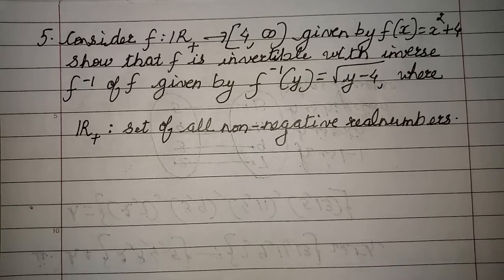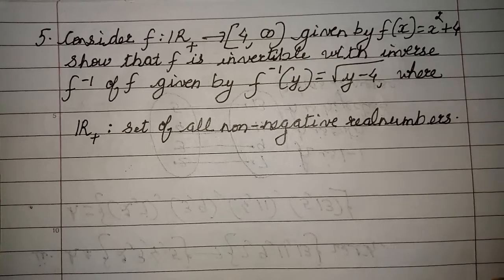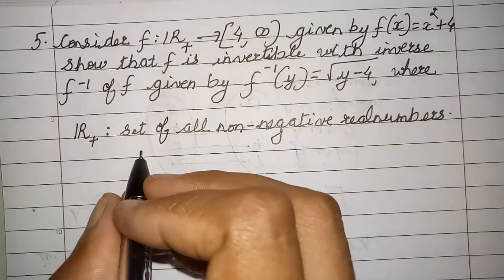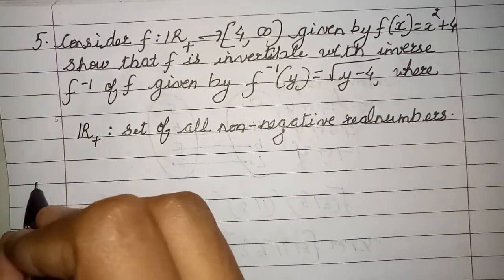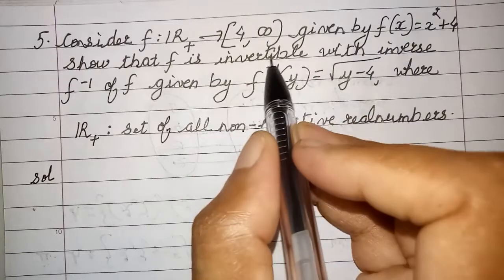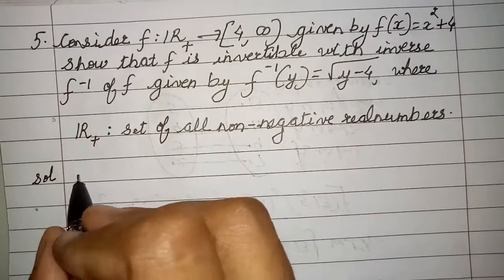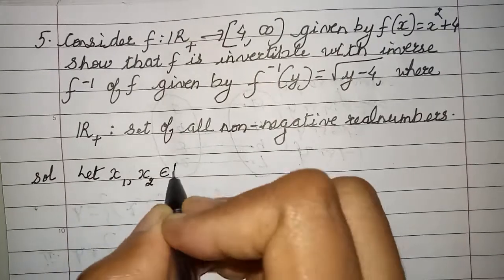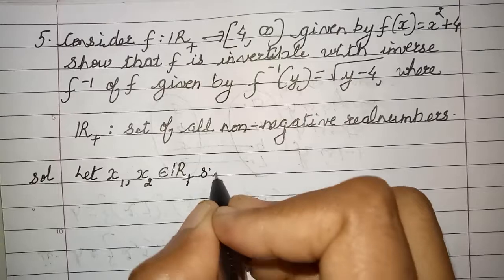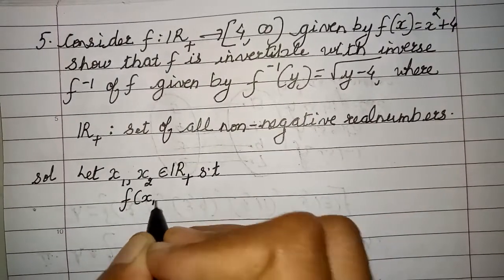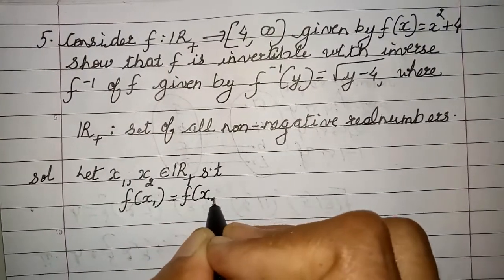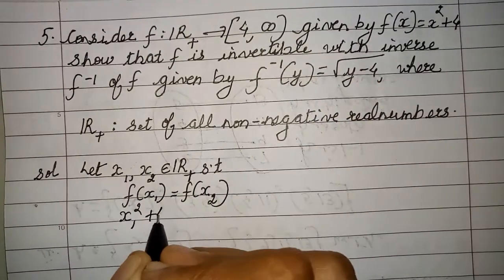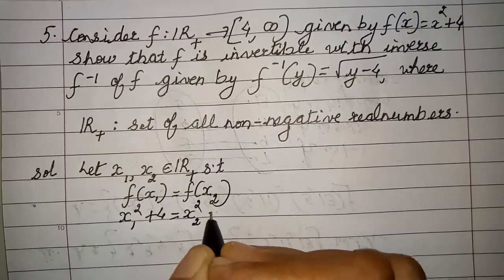So f is invertible means, children, I have to show that my function is one-one and onto. So let me start with one-one. First I am going to show f is invertible, then we will see what happens. Let x1, x2 belong to R plus such that, this is our normal definition, right? f of x1 is equal to f of x2. Applying the definition here, I will get x1 square plus 4 is equal to x2 square plus 4.